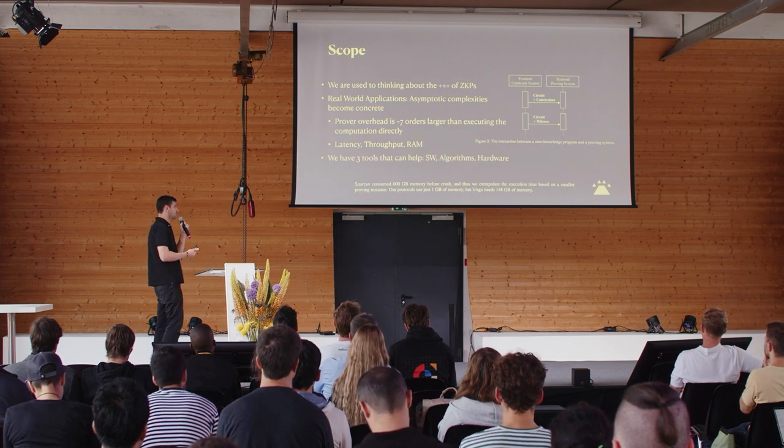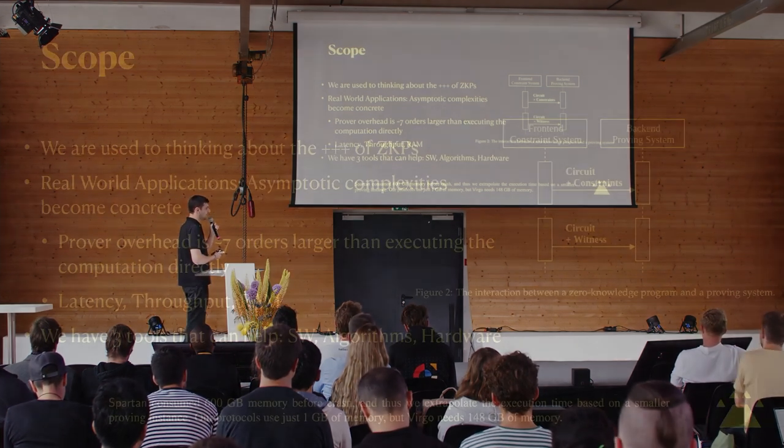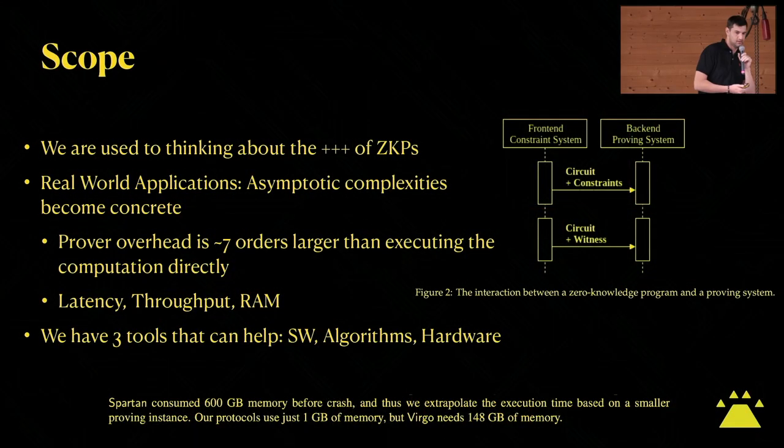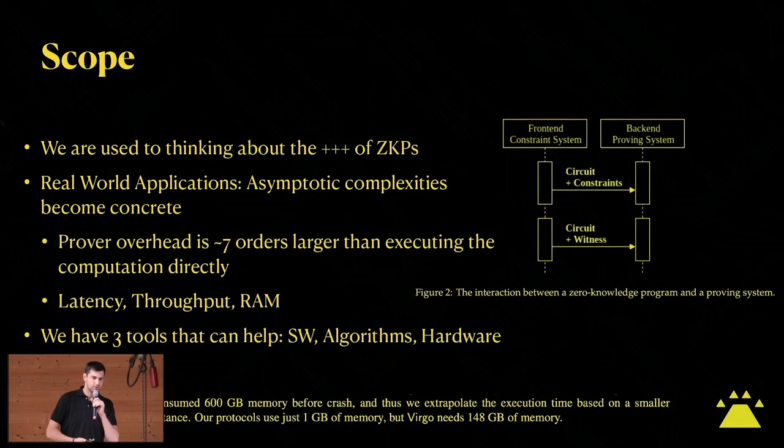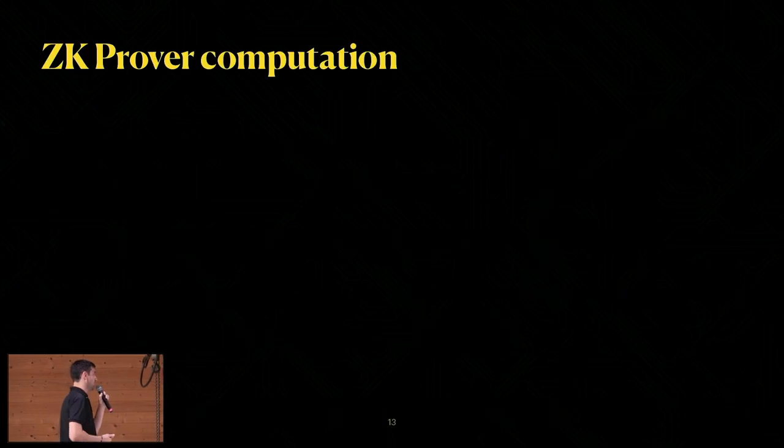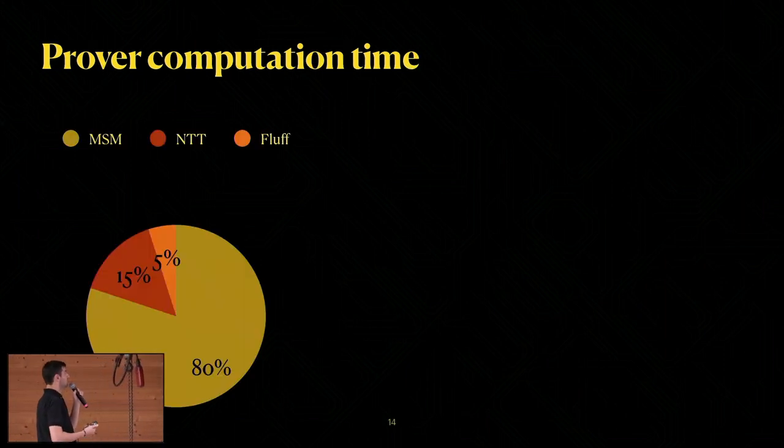Now, to do all of that, we obviously have algorithms which have been around for a few decades now. We have software engineering, and we have hardware, which is what we want to focus on here. As I mentioned, the ZK prover is the main target: we want to accelerate its computation or make it more optimized and efficient. Let's try to analyze what that means. So, let's look at the cake. This is the actual computation that happens inside of a prover.